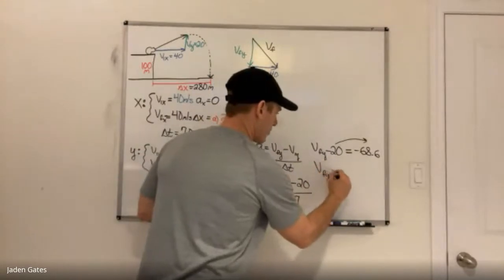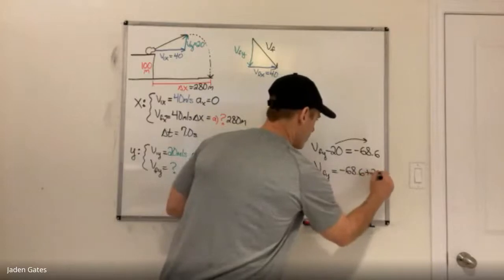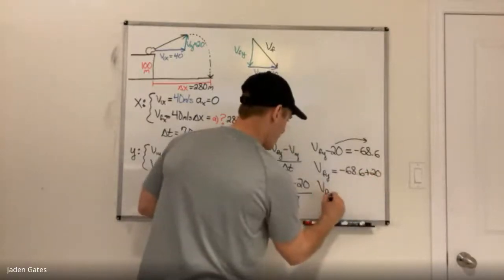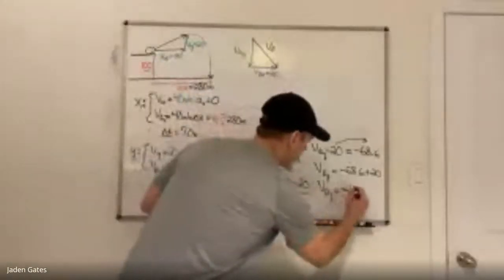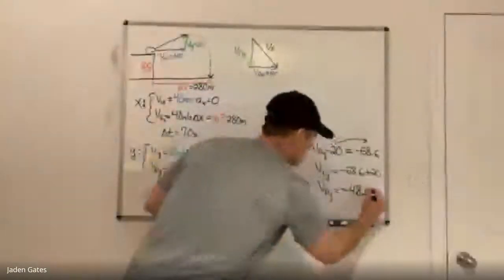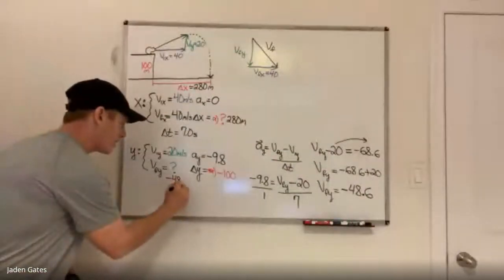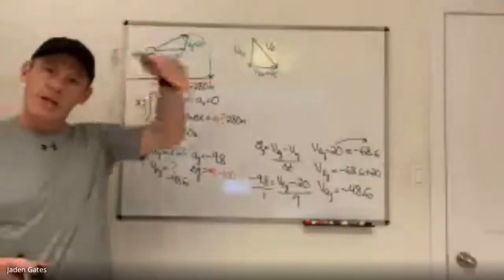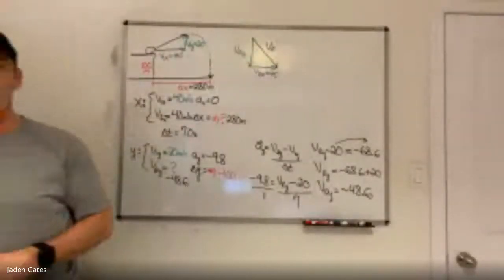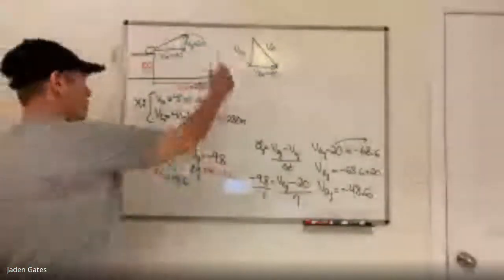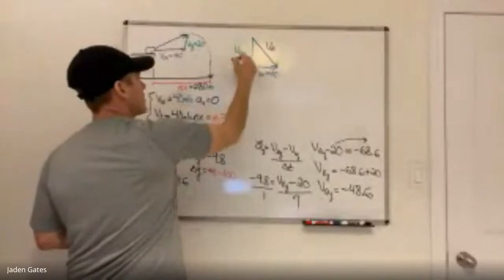I'm going to bring that negative 20 over to the other side, and when it changes sides, it changes sign, so it's going to be a positive 20. And so I get my VFY to be negative 48.6. I'm going to plug that in here. It's negative because the cannonball's on its way down vertically, so that's why our final vertical velocity is negative. The magnitude, which is all I'm worried about here, is 48.6.